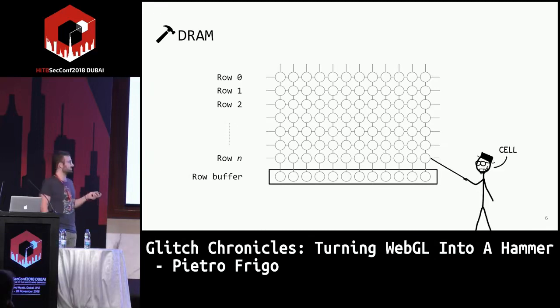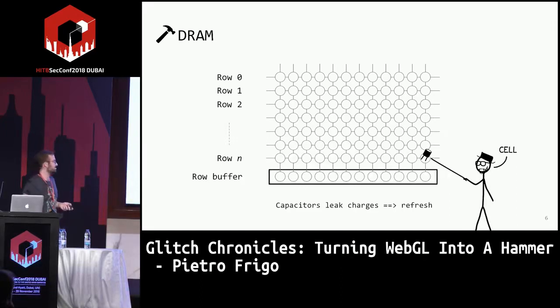Every single one of these is a cell. And these cells contain capacitors. And the capacitors leak charge over time. That's how a capacitor works. They don't retain charge forever. As a consequence, you need to refresh them every now and then. Otherwise, you will lose your data, and that's not what you want to get out of DRAM.